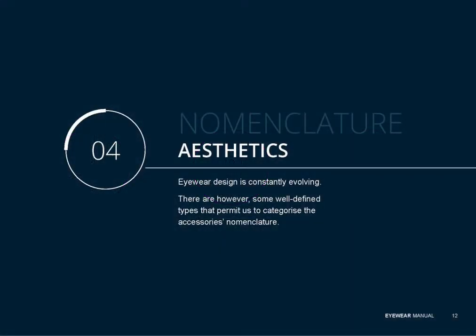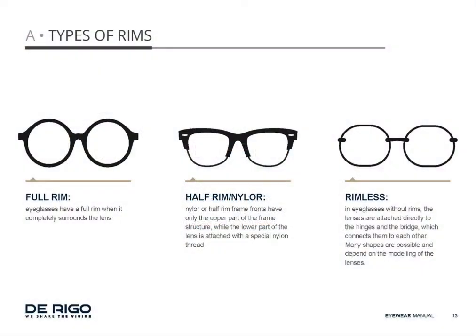Aesthetics. Eyewear design is constantly evolving. There are, however, some well-defined types that permit us to categorize the accessories nomenclature. Types of rims. A full rim refers to eyeglasses in which the rim completely surrounds the lens. Half rim or nylor frame fronts have only the upper part of the frame structure, while the lower part of the lens is attached with a special nylon thread.